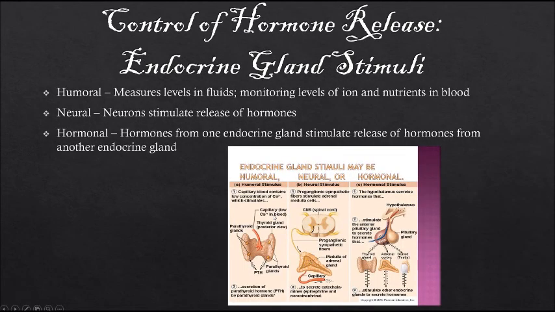The control of hormone release with endocrine gland stimuli includes 3 stimuli. The first one is humoral, which measures levels in fluids and monitors levels of ions and nutrients in blood. The next one is neural, which is neurons that stimulate the release of hormones. And the last one is hormonal, which is hormones from one endocrine gland that can stimulate the release of hormones from another endocrine gland.